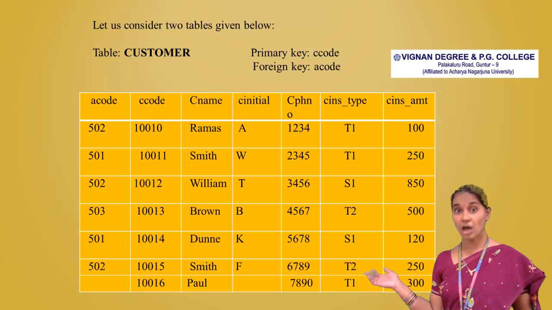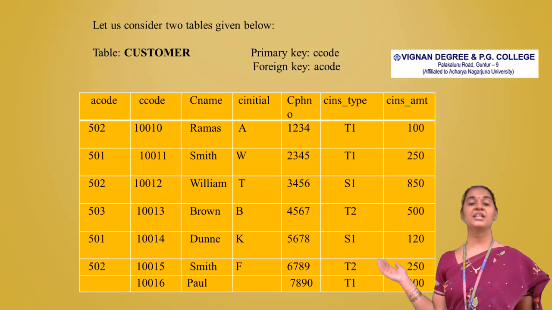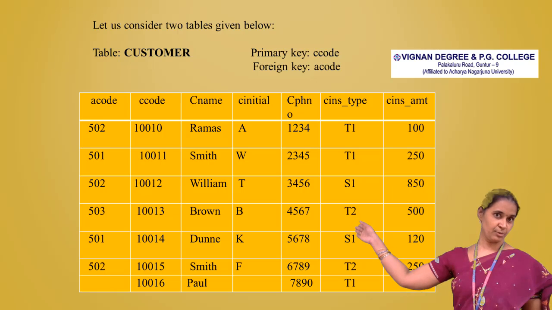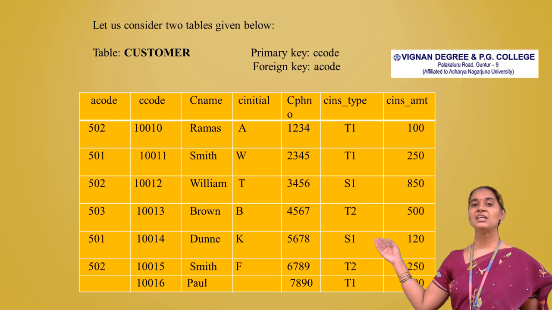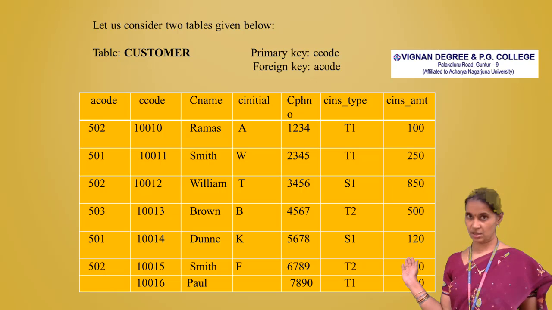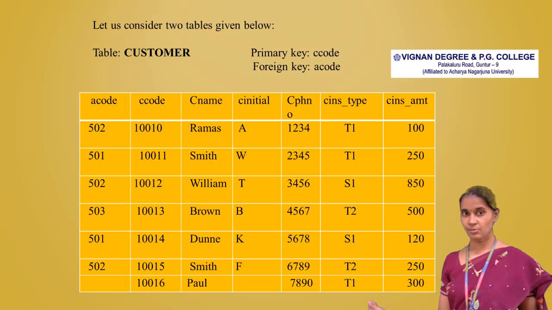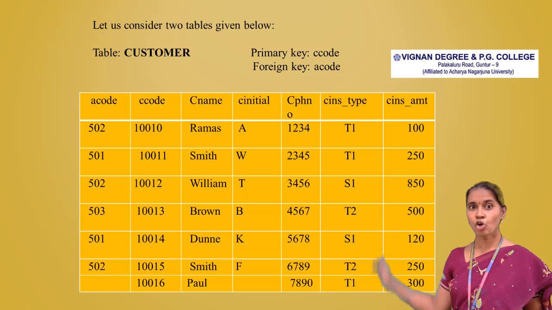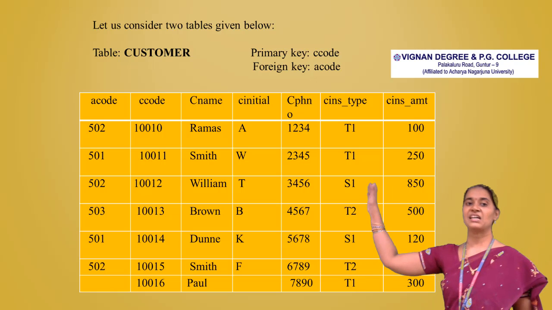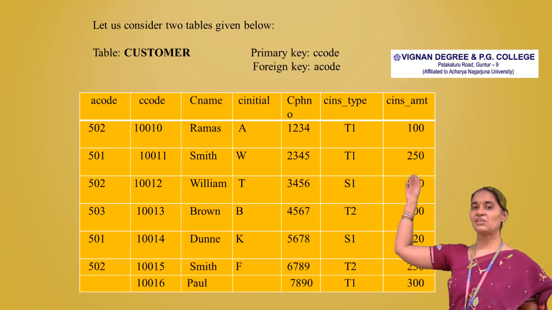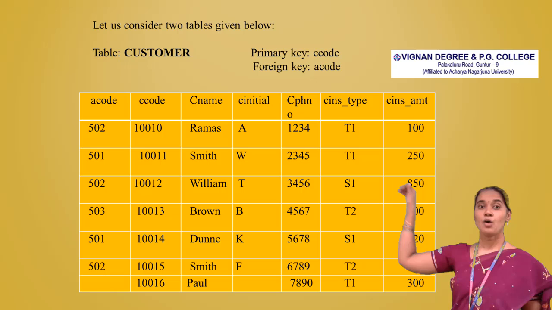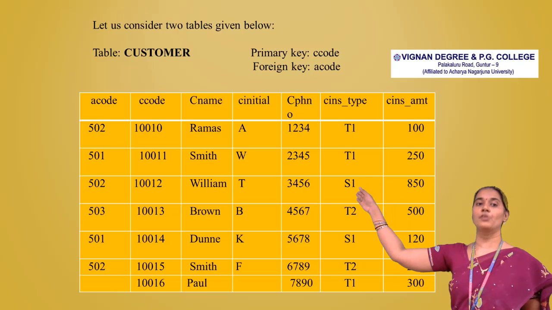Now consider two tables, with an example of entity integrity and referential integrity shown here. The first table is the customer table, whose primary key is the customer code and whose foreign key is the agent code. The second table is the agent table, with primary key A code. The customer table has the fields customer code, customer name, customer initial, phone number, customer insurance type, and customer amount. These are the customer details, followed by one foreign key, A code, the agent code, indicating which agent the customer is paying.